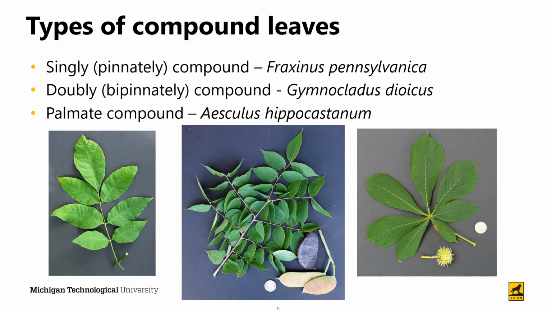Here are the several different types of compound leaves. Singly or pinnately compound like the ash on the left, doubly or bipinnately compound like the Kentucky coffee tree in the middle, and palmate compound like the horse chestnut on the right.